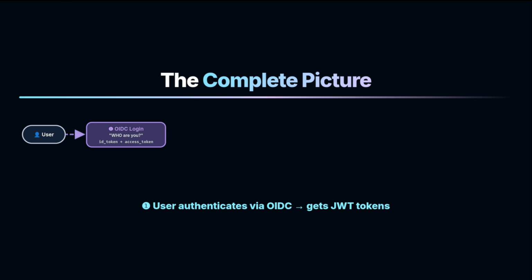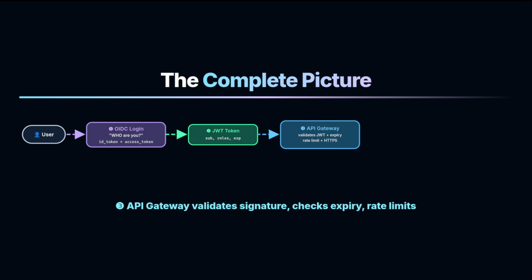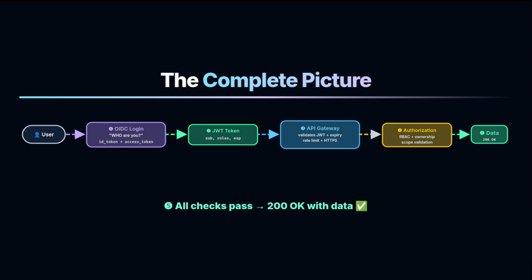Now here is the complete picture. Here is how all the pieces connect into a real system. First, the user logs in via OIDC and gets back the access token, ID token and refresh token. The client app sends the request with the JWT in every API call. The API gateway validates the JWT, checking signature, expiry and rate limit, and rejects bad requests before they reach your service. Your service does the authorization check: RBAC, ABAC, ownership, scope. If everything passes, 200 OK with user data. Otherwise, send 401 unauthorized.